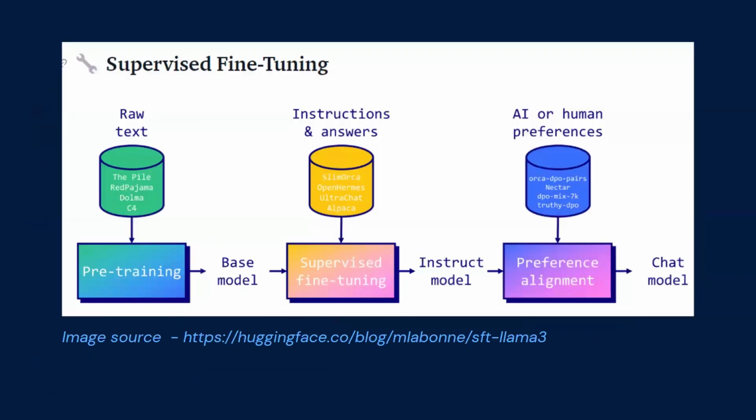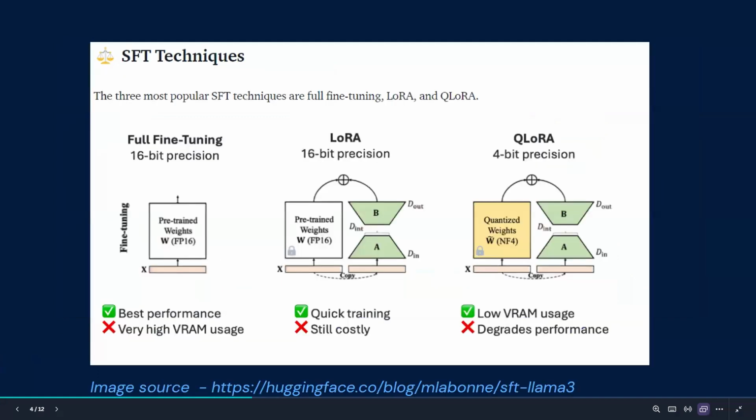So let's get started. What is supervised fine-tuning? Supervised fine-tuning is a method to improve and customize pre-trained LLMs. It involves retraining a base model on a smaller dataset of instructions and answers. The main goal is to transform a basic model that predicts text into an assistant that can follow instructions and answer questions. SFT can also enhance the model's overall performance, add new knowledge, or adapt it to a specific task and domain. There are three popular SFT techniques: full fine tuning, LoRa, and QLoRa.